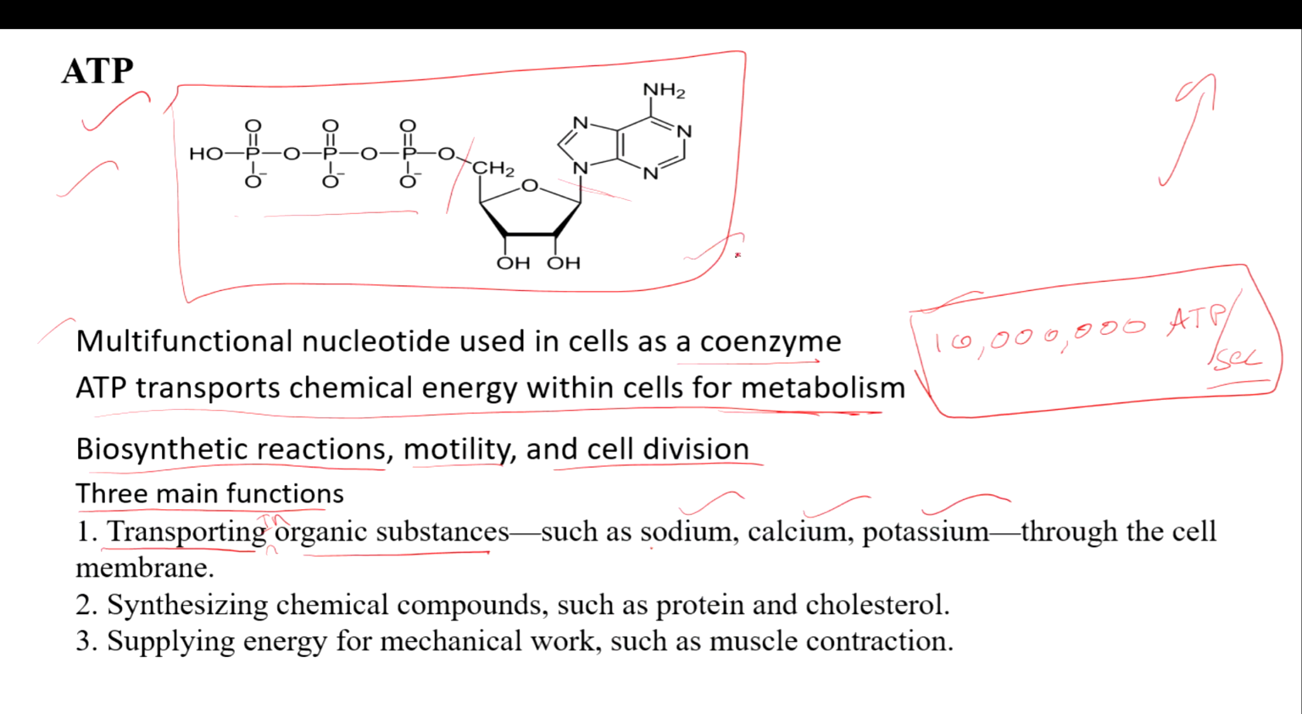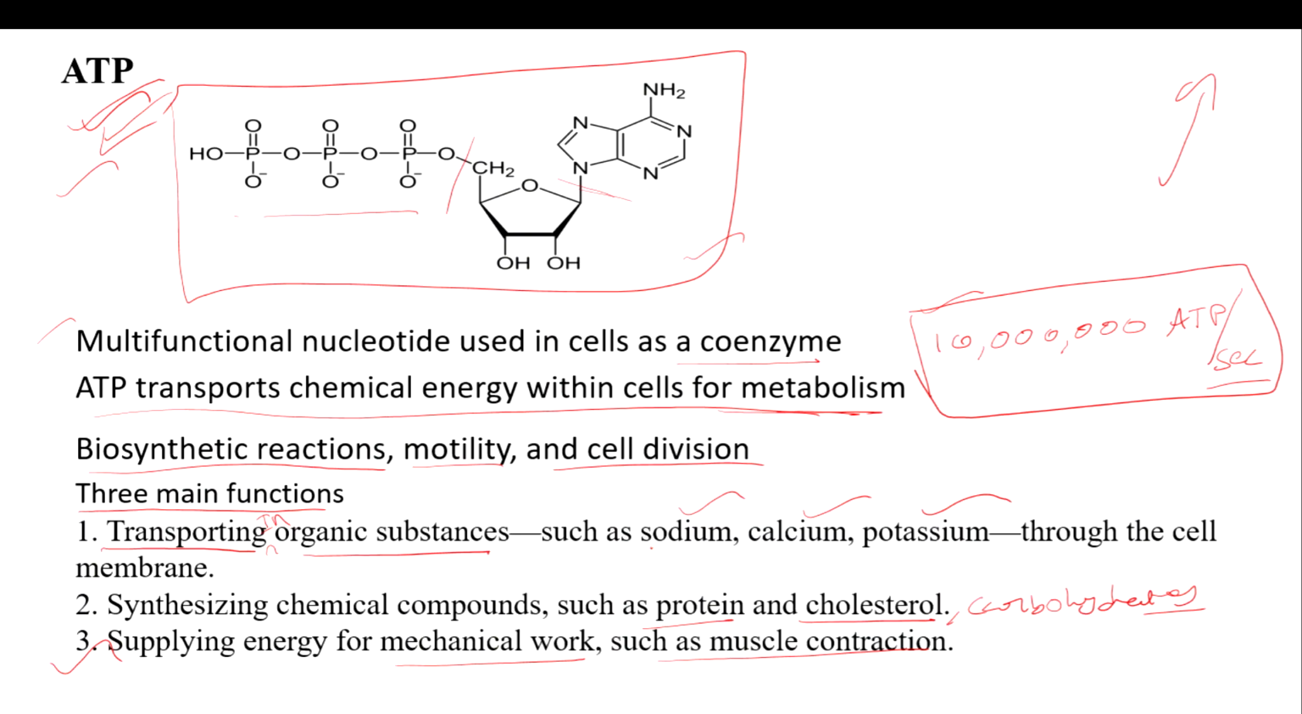And synthesizing chemical compounds such as proteins, cholesterol, carbohydrates. In glycolysis and so on, without this ATP there is no production of the next molecules. And supplying energy for mechanical work such as muscle contraction. So this ATP is the currency of the cell, and this currency is utilized for its own work too.